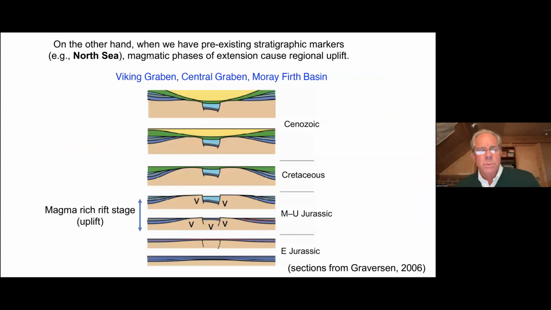In contrast, when we go to places where we do have vertical control on what the lithosphere is doing, such as in the North Sea, we can see that the magma-rich rift phases are accompanied by strong tectonic uplift. And this would apply to the Viking, Central, and Moray Firth basins.